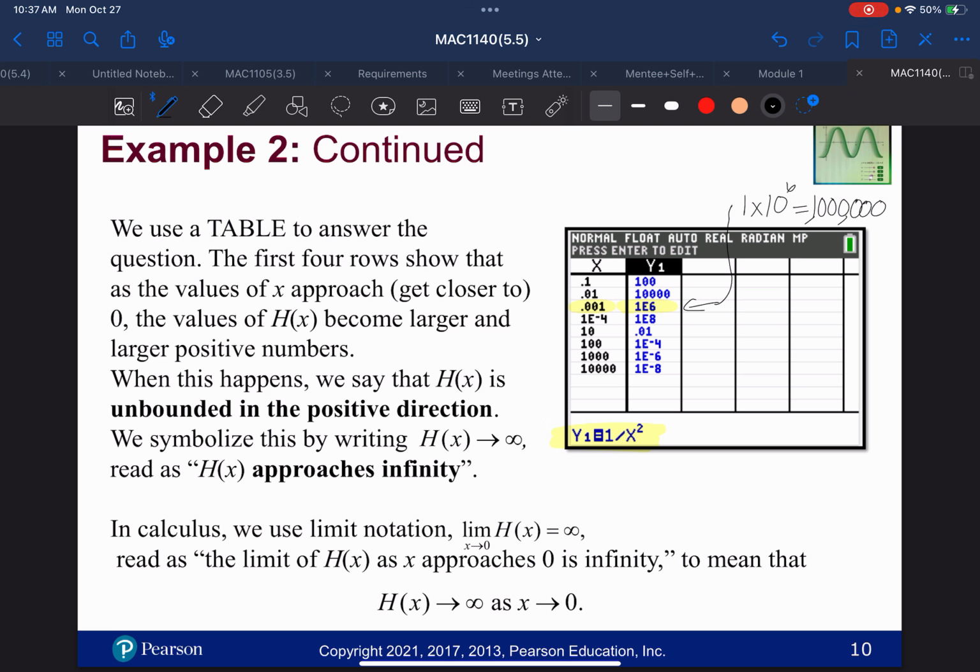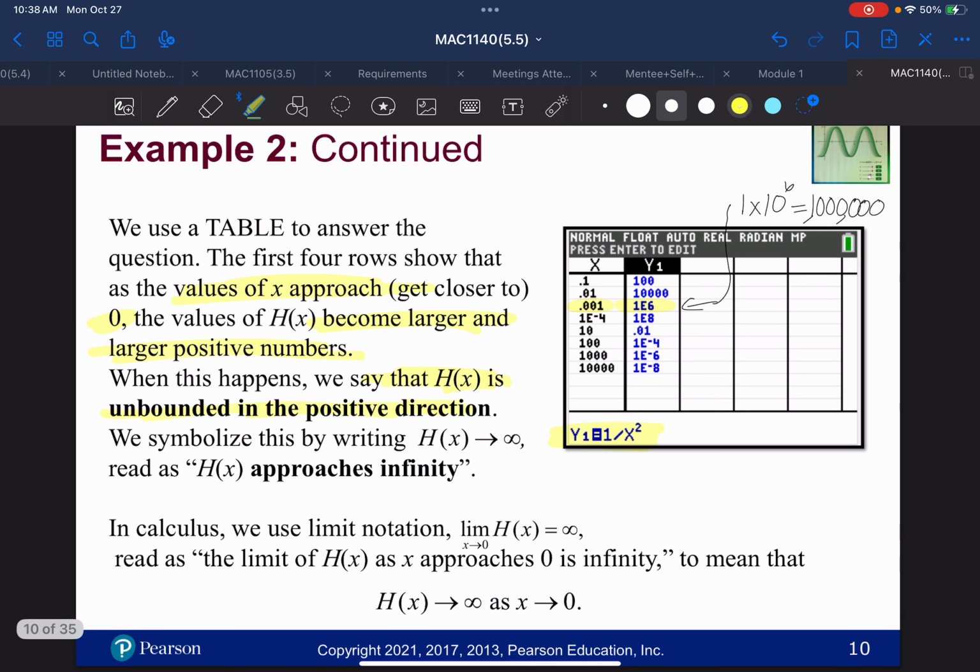Okay. So right now that's just talking about as x gets closer to 0. And so as these values of x approach 0, the values of the function, the output values, become larger and larger positive numbers. So they're getting really, really big. When this happens, we say that our function h of x is unbounded in the positive direction.